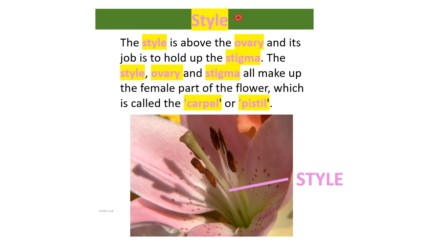Style. The style is above the ovary, and its job is to hold up the stigma. The style, ovary, and stigma all make up the female part of the plant, which is called the carpel or pistil. So how can you remember these are female parts? Well, they're in pink color, and also when I think about stigma, I see the word ma, M-A, which some people call their mother, ma, stigma.